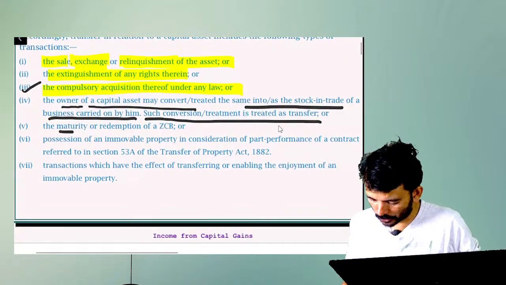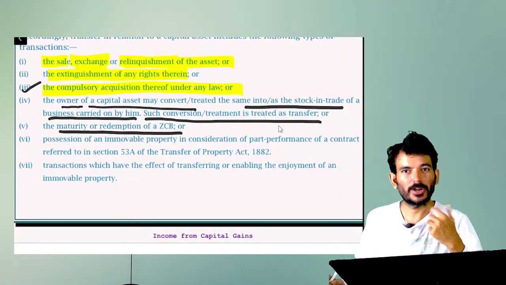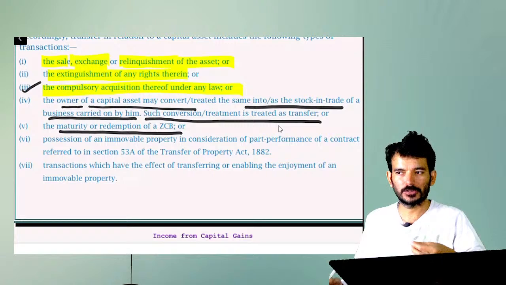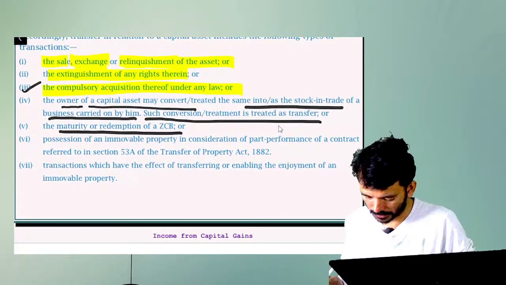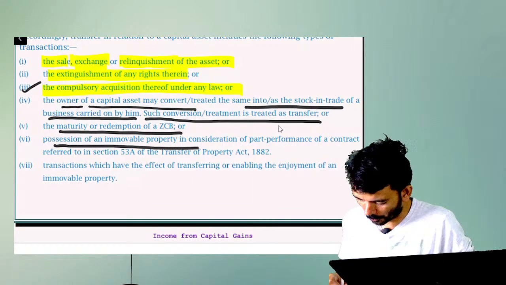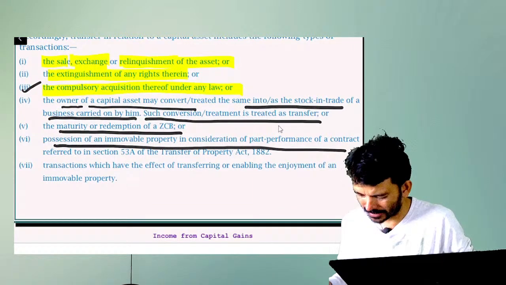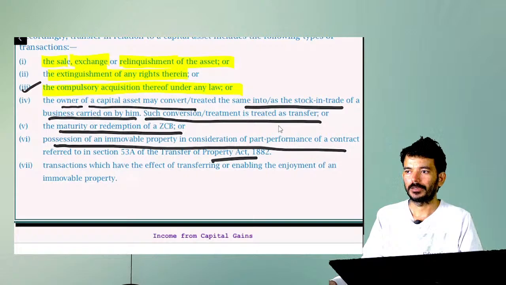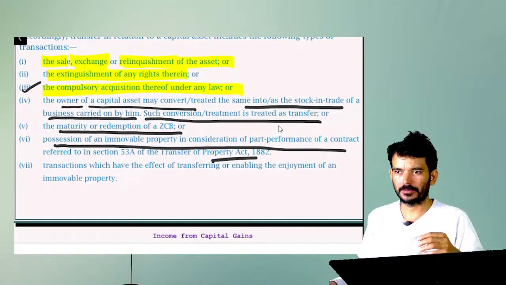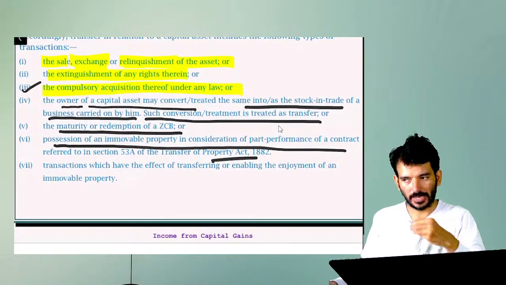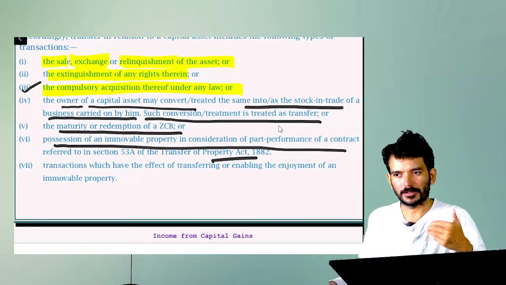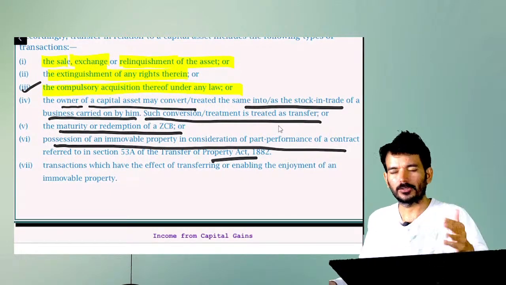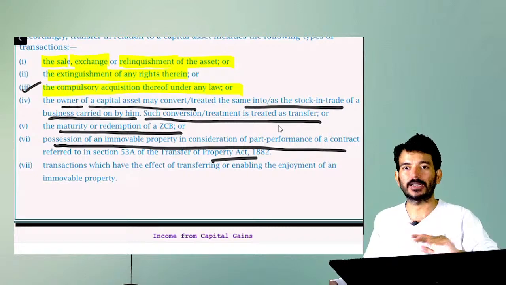Okay, so maturity or redemption of zero coupon bonds is also a transfer. We are spending so much time because unless these two definitions are clear, it's difficult to understand the whole chapter. Possession of an immovable property in consideration or part performance. So this is like a transfer; you don't have to get it registered. Yes, that will eventually happen, but if the majority of the consideration has already been received and risk and reward has been transferred to the buyer, then you can say I have transferred it.